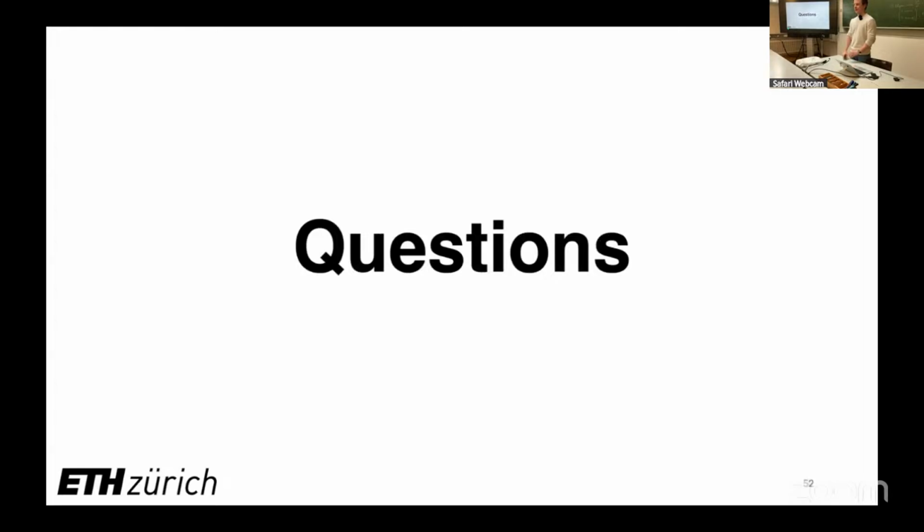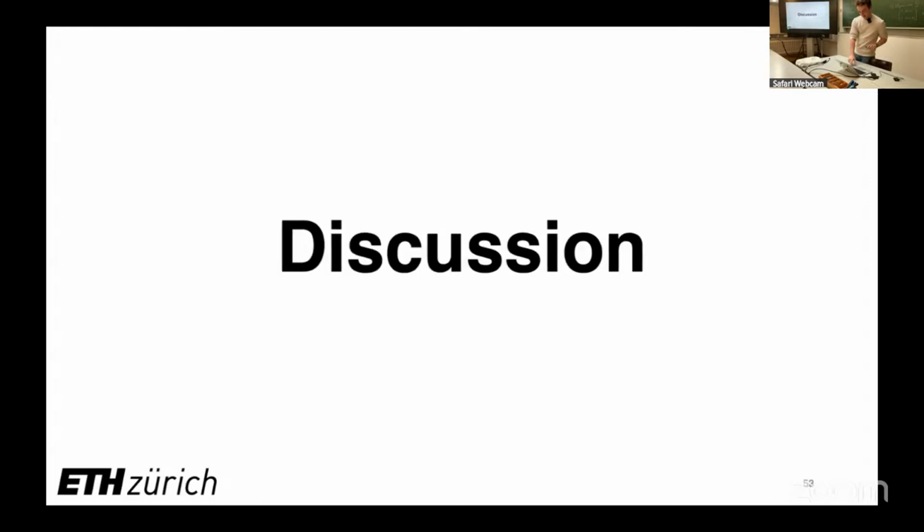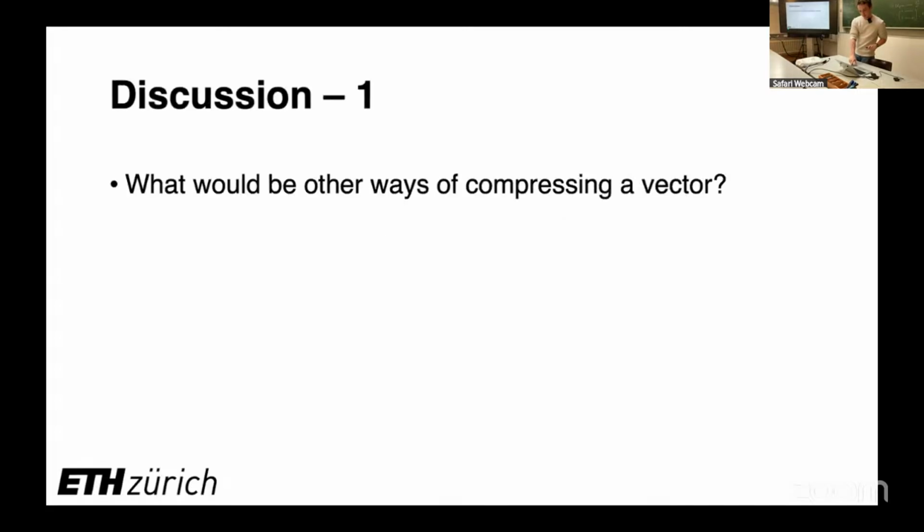Are there any questions for now before I go into the discussion? Right, discussion. So I have 3 questions. First one is, we talked about compressing a vector by representing it with its centroids. There are many other ways of compressing a vector. This is not a new idea. So what do you think could be other good ways of quantizing a vector?